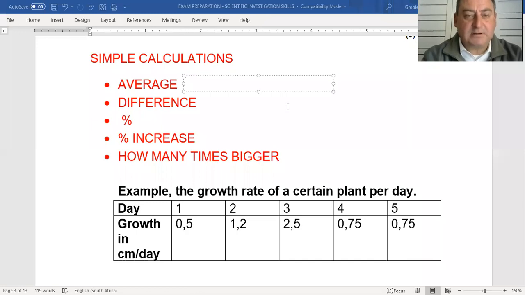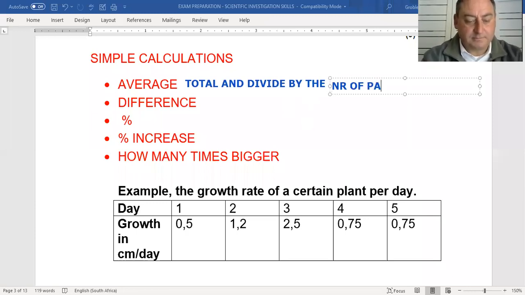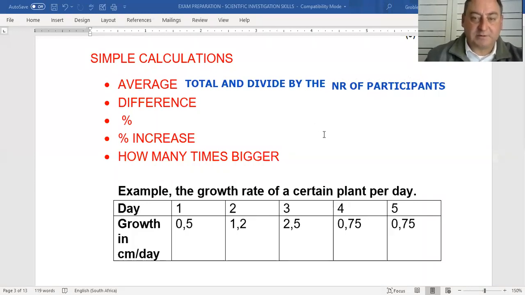You add up the total of everything, and you divide by the number of participants. You divide by the number of participants. So like here, let me use an example. Here is a certain study done by somebody.